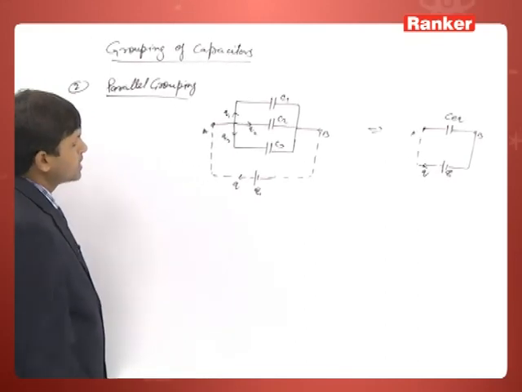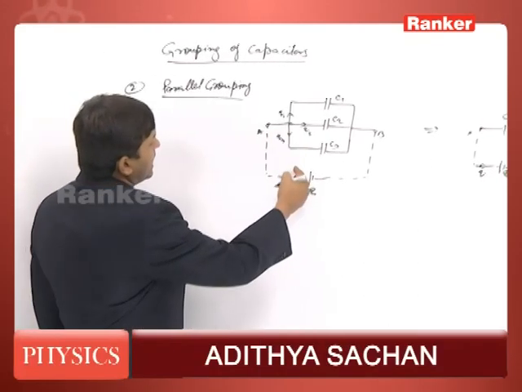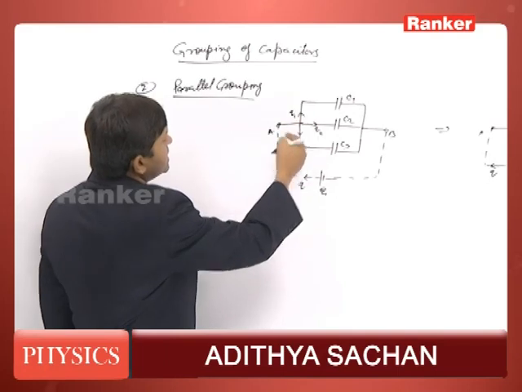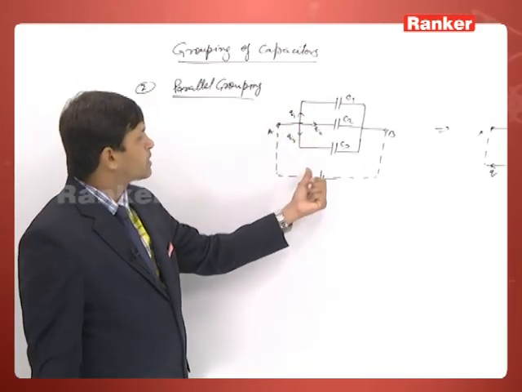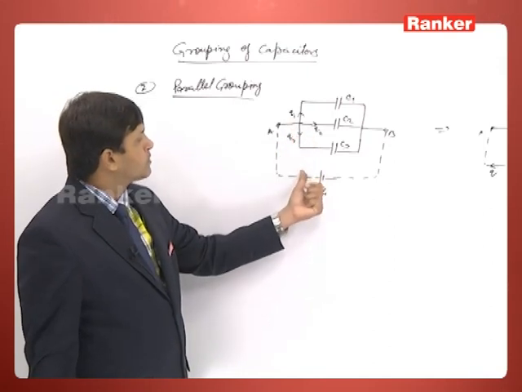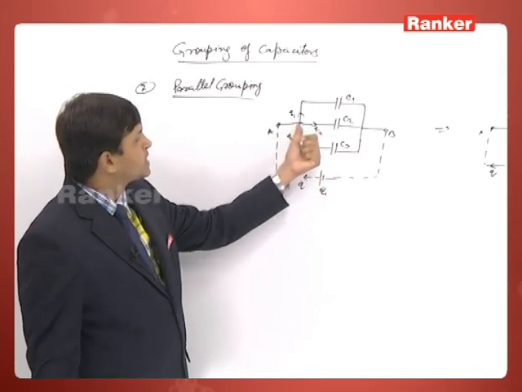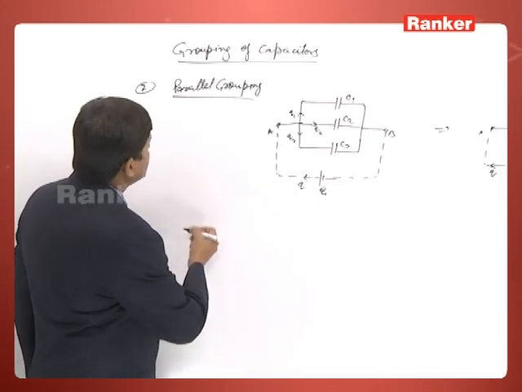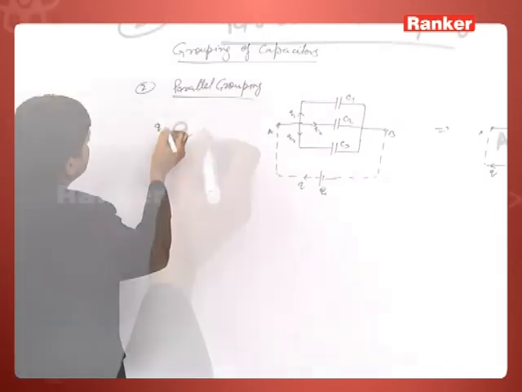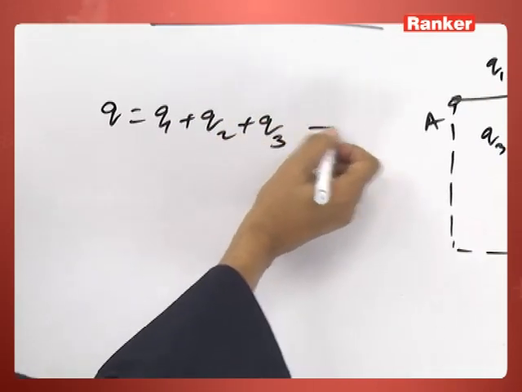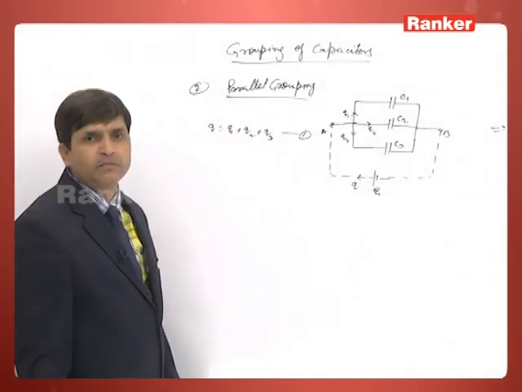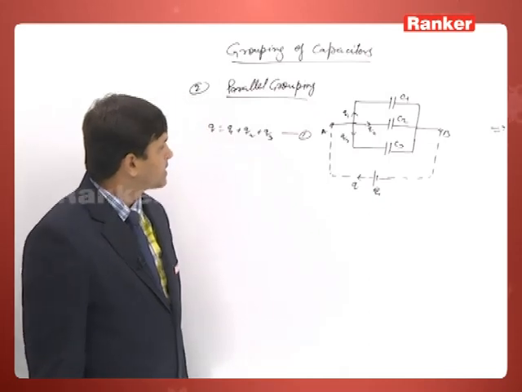First, by using Kirchhoff's first law, as Q charge enters, it distributes into 3 parts. According to the first law of Kirchhoff, whatever charge enters is distributed. So one equation we can write: Q is equal to Q1 plus Q2 plus Q3. This is the first equation by using Kirchhoff's first law.